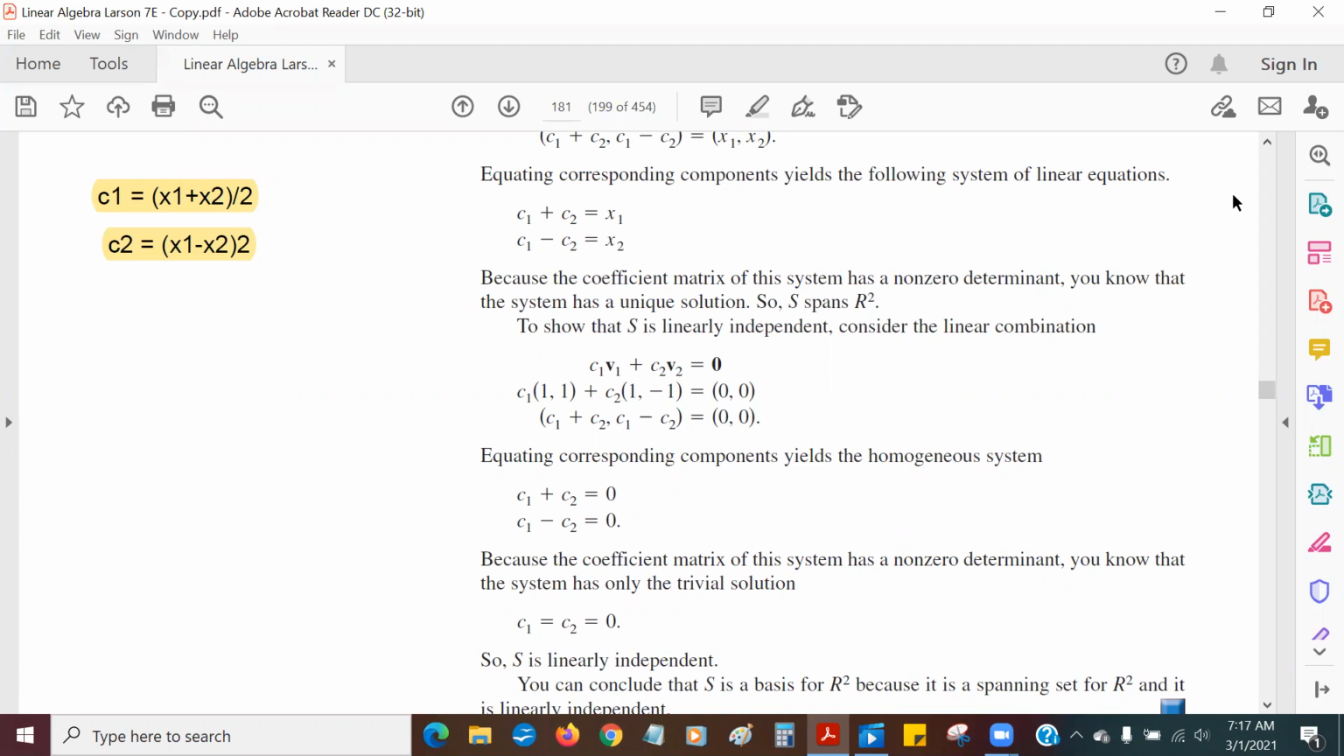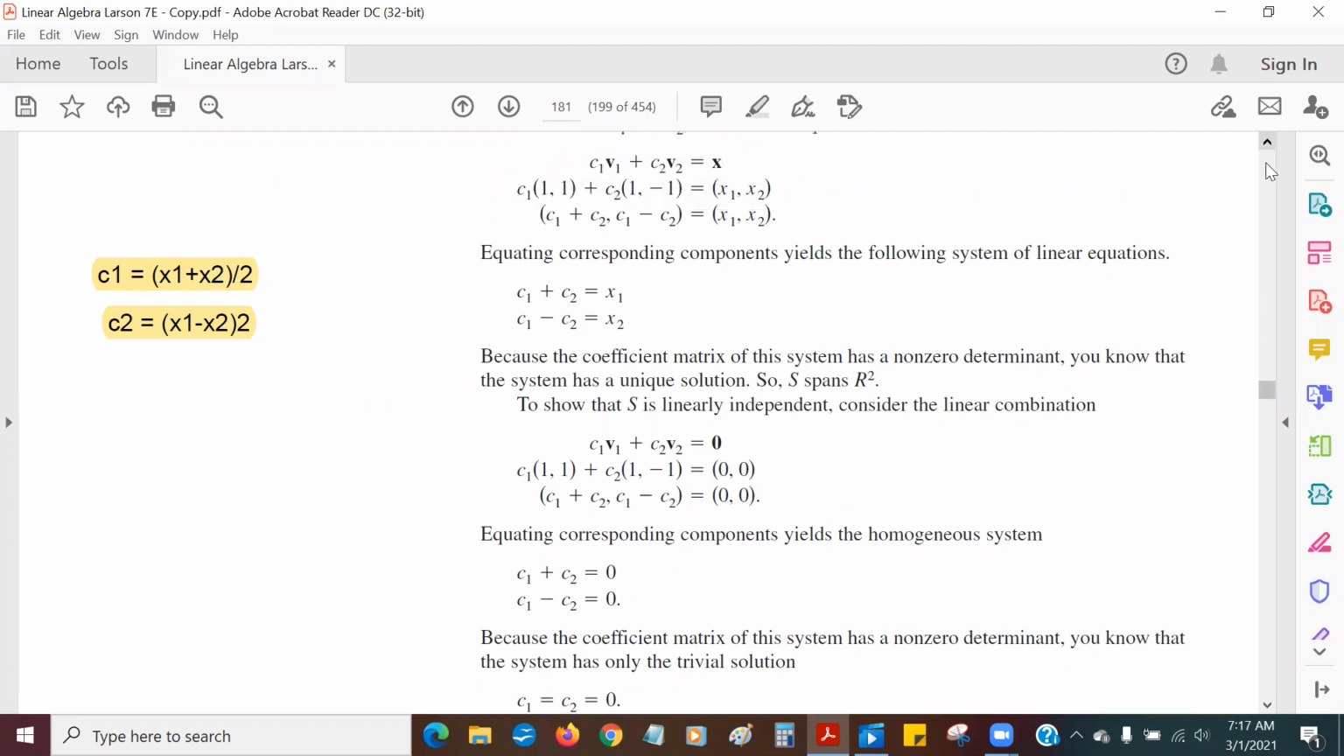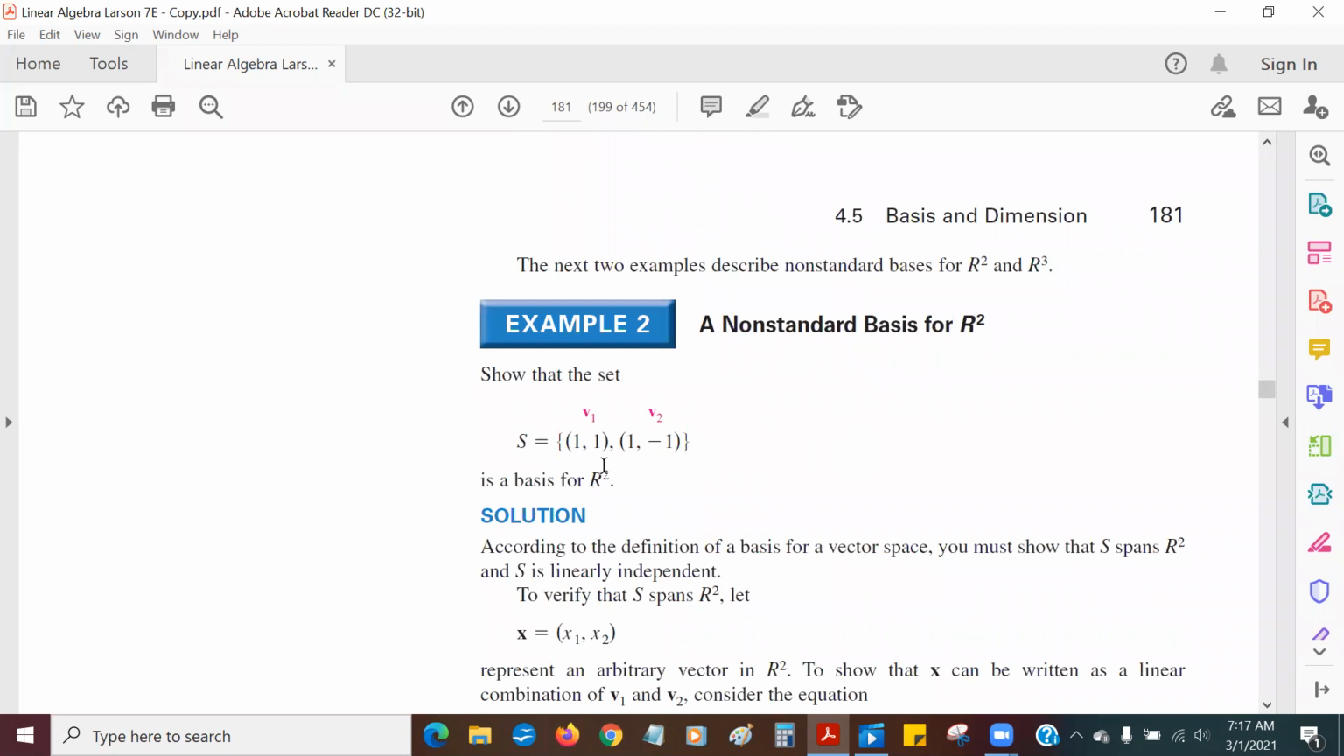So we have a set of vectors here. It's a small set, just two vectors. And these two vectors form a basis, not the standard basis, but a basis for R2.